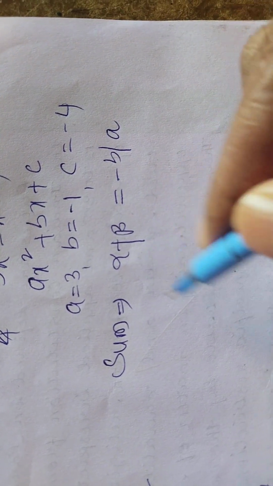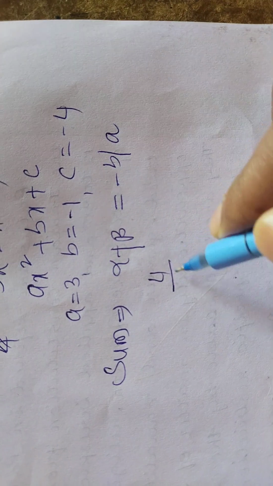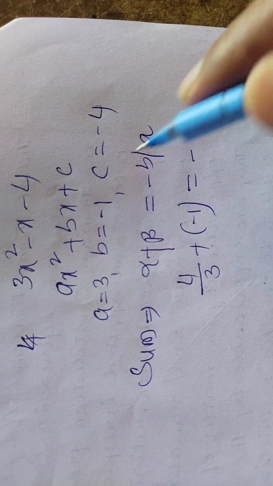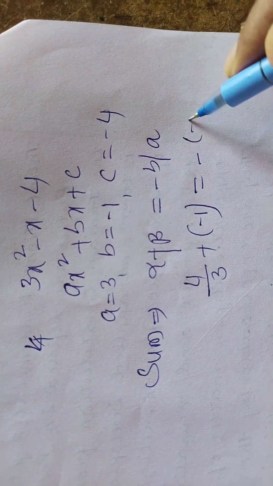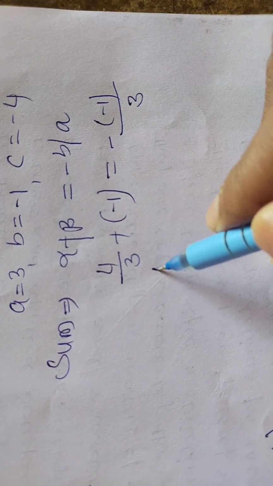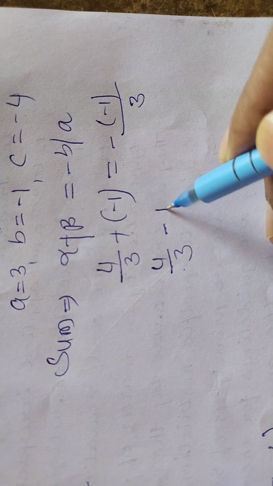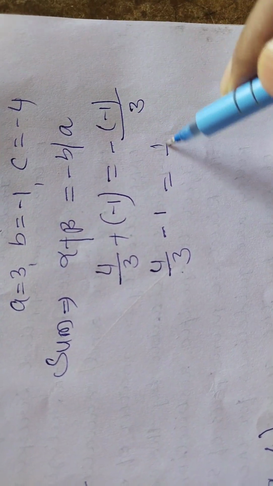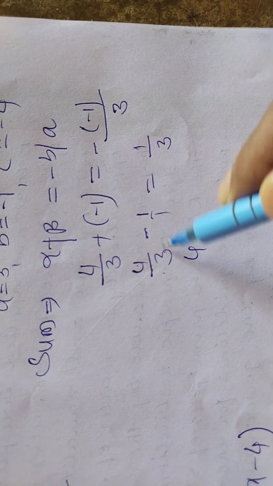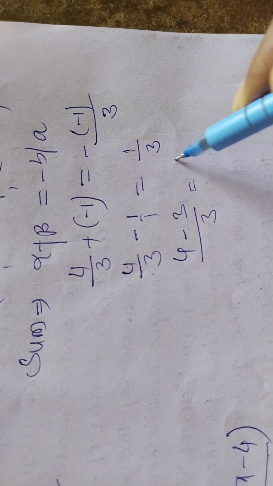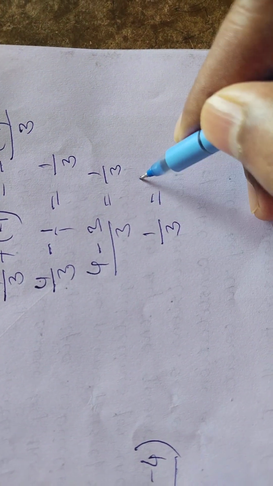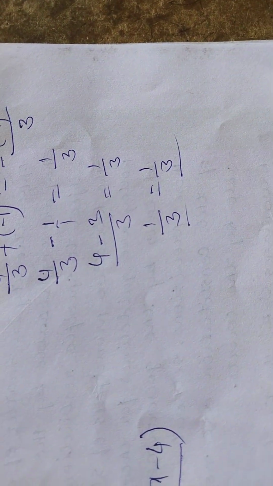Here we have alpha equal to 4 by 3 plus beta equal to minus 1. Then minus will remain the same, b is equal to minus 1 and a is equal to 3. So we have to simplify this. 4 by 3 plus minus 1 is equal to minus minus 1 by 3. Cross multiply: 4 ones are 4 minus 3 ones are 3 by 3, which is equal to 1 by 3. 4 minus 3 is equal to 1. So 1 by 3 is equal to 1 by 3. LHS and RHS are equal.